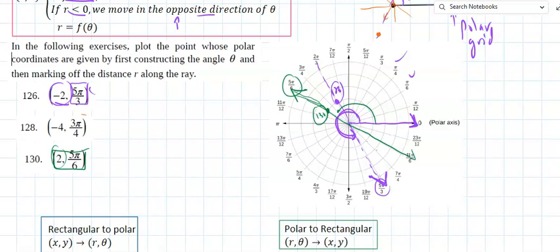And if I look at this, rotate to 3 pi over 4. 3 pi over 4 is right there. So again, I'm along this path. I'm pointing in this direction. Since r is negative, I'm going to move in the opposite direction. 1, 2, 3, 4, and I'm right there.